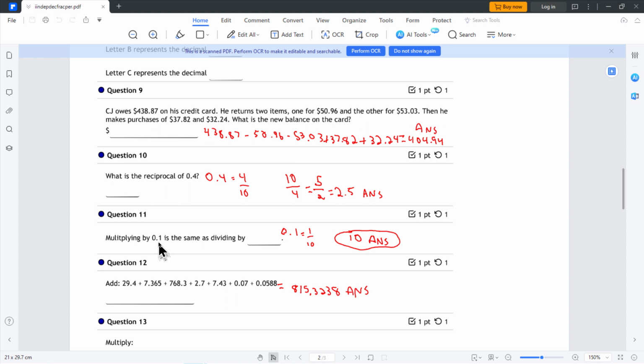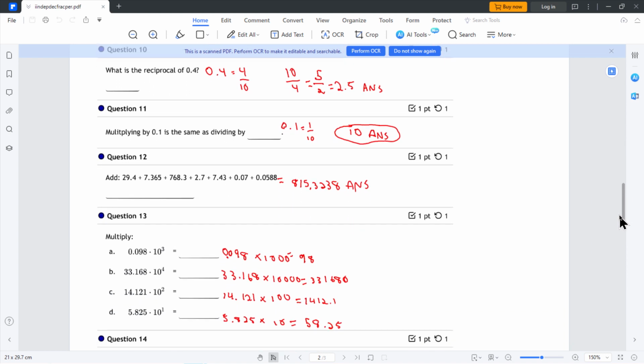Multiplying by 1/10. So 0.1 is the same thing as 1/10. Multiplying by 1/10 is the same thing as dividing by 10. It's like saying multiplying by 1/2 is the same thing as dividing by 2.